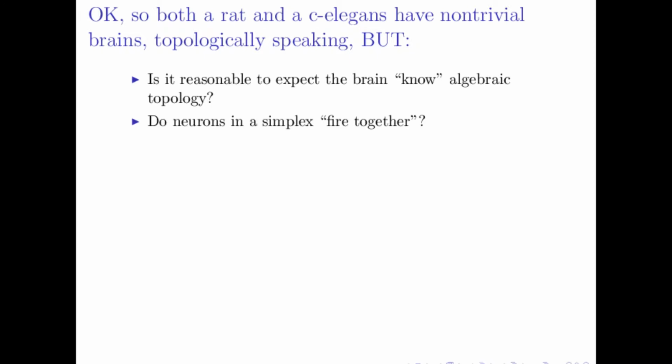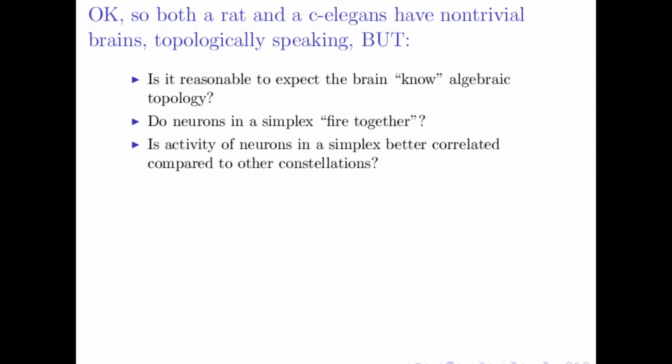Well, you could ask, do the simplices have any biological meaning? For instance, do neurons in the simplex fire together? Is the activity in neurons better correlated? This is another version of the same question. Is the activity in neurons in a simplex better correlated compared to other constellations of neurons? You can think of other motifs, if you wish, other small graphs of neurons. Is it better for a simplex than otherwise?